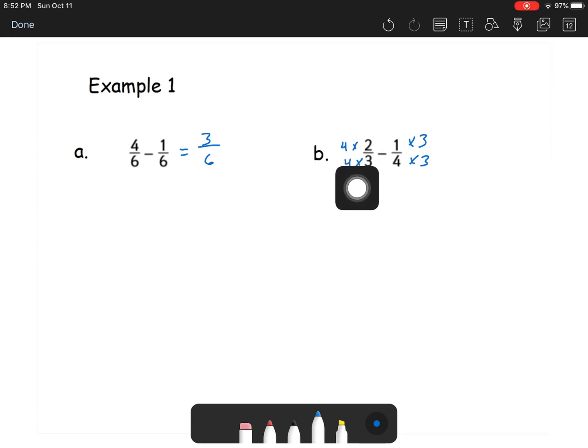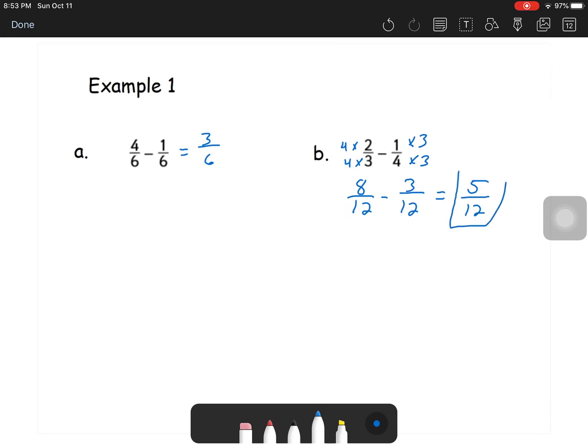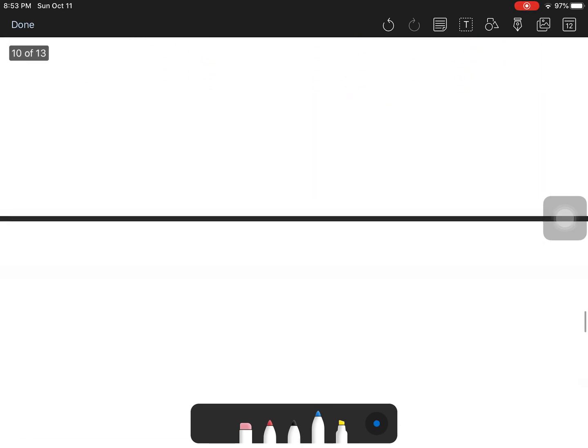So this would be 8 over 12 for the first one. And the next one, this would be 3 over 12. And 8 minus 3 is 5. Our answer would be 5/12.